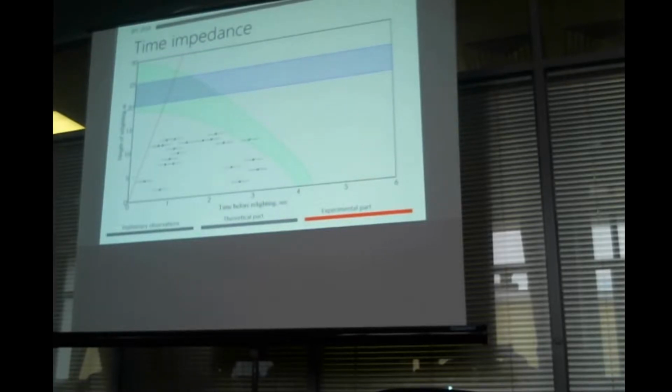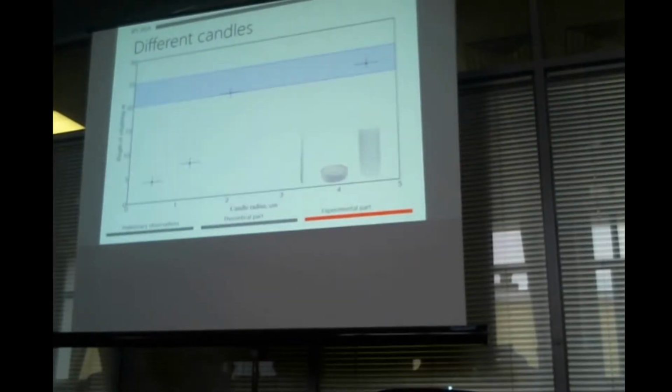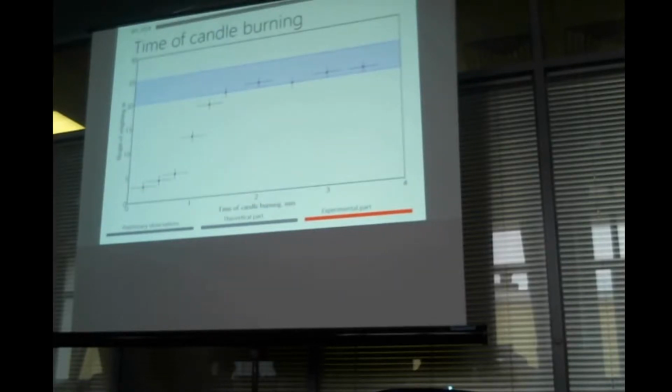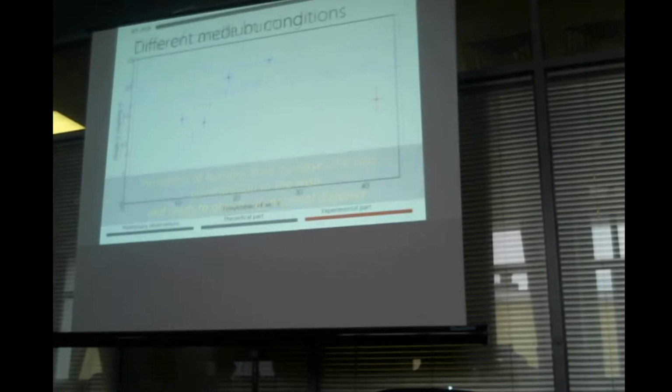And here you can see the same results for another candle. This candle had a thinner wick, and thus it couldn't provide a lot of wisp of smoke. So in this table you can see different candles, and we understand that the most important parameters are the properties of the candle. We investigated different widths of the candles and different times of candle burning, and we understand that increasing burning time increases the wax concentration of the wicks and leads to growth of the maximal distance.